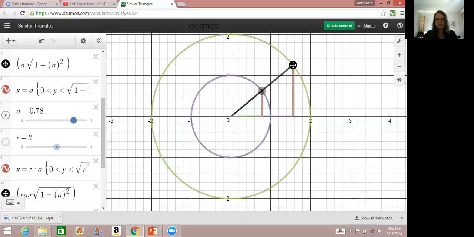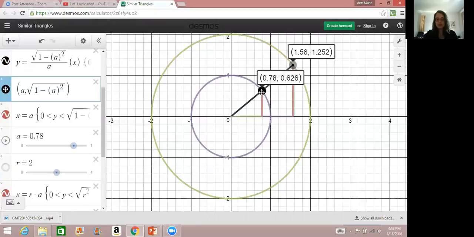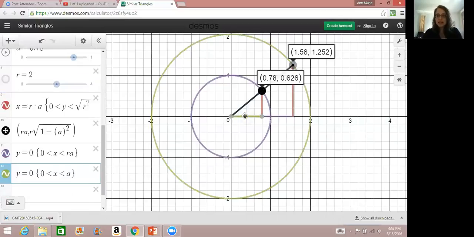let me see if I can make Desmos give me the points. So for my little bitty circle, my little bitty triangle, my x-coordinate is 0.78, which means that the length of that line there is 0.78 units. For my big triangle, that length is 1.56, so they're different.